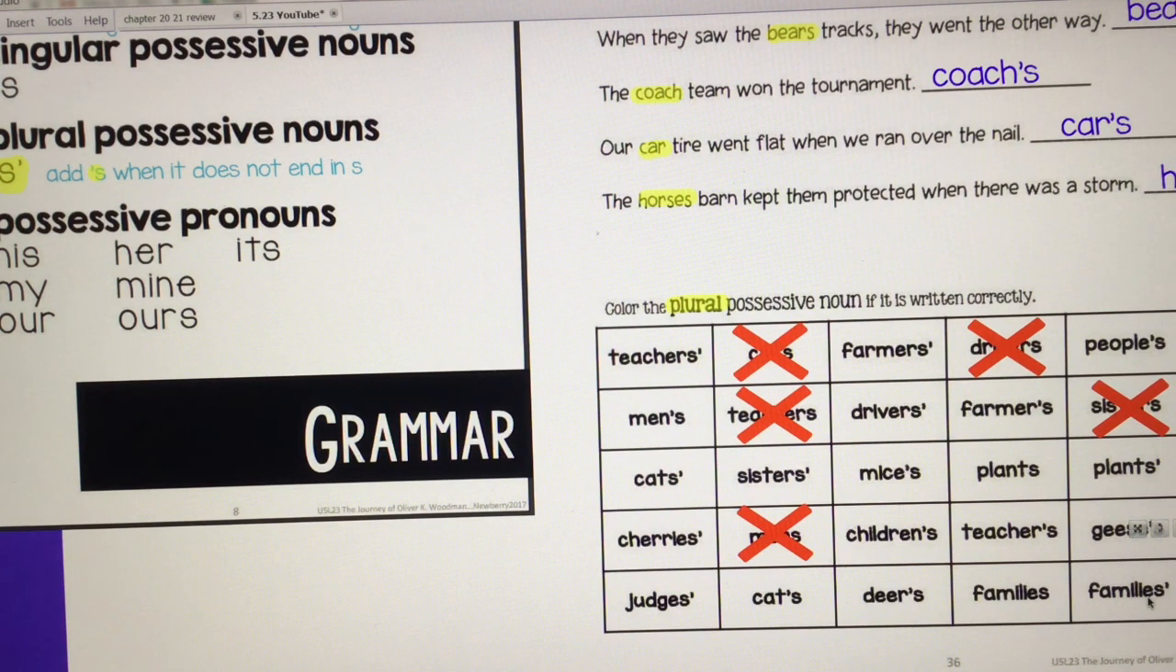Nope, and then families, right? Okay, so teachers. Okay, it's plural, so it's going to be more than one, meaning we're already going to have an S at the end. If it already has an S at the end, you are going to put an apostrophe after it, right? It's not talking about one, it's talking about more than one. So we would actually color that first box.